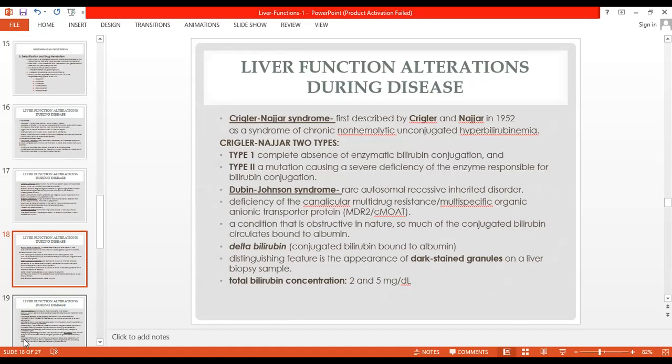Dubin-Johnson is a condition that is obstructive in nature. So much of the conjugated bilirubin circulates bound to albumin. This type of bilirubin, conjugated bilirubin bound to albumin, is referred to as delta bilirubin. An increase in delta bilirubin poses a problem in laboratory evaluation because the delta bilirubin fraction reacts as conjugated bilirubin in the laboratory method to measure conjugated or direct bilirubin.